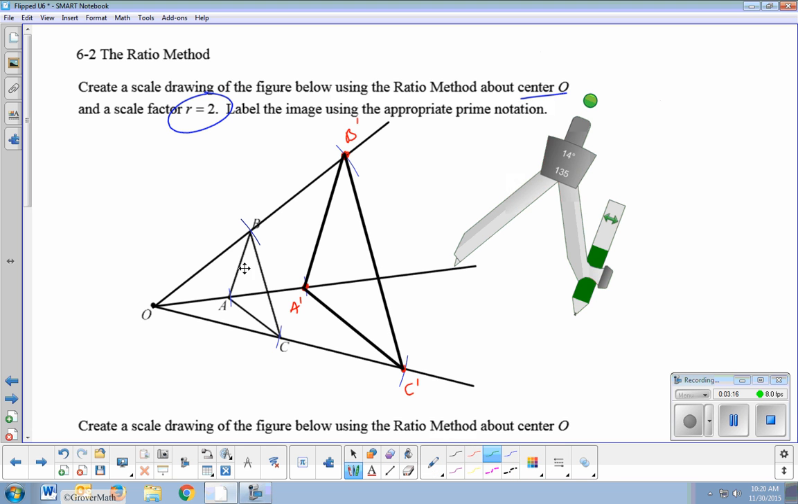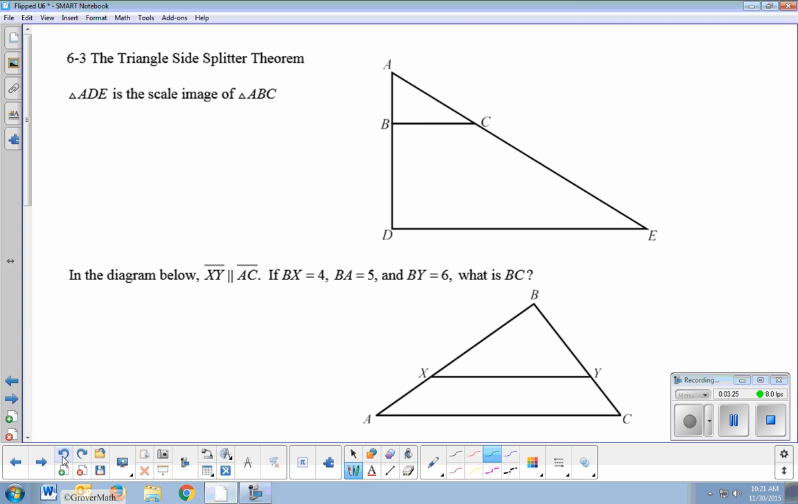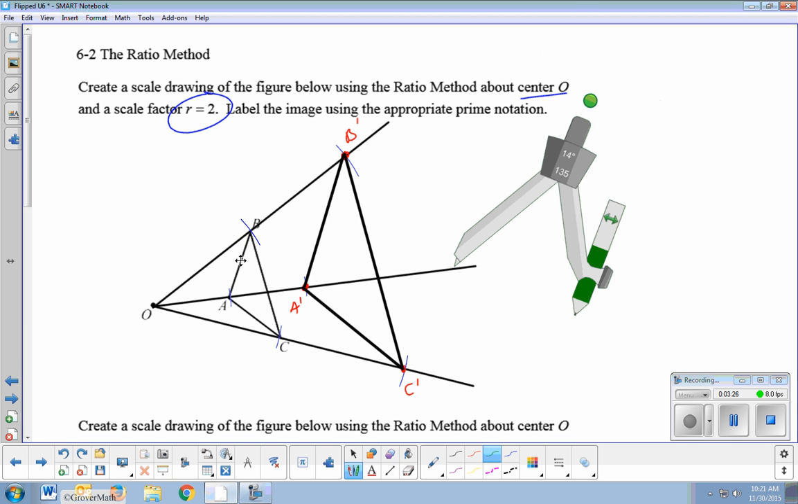And so now if I were to take my ruler, I could measure the length of AB and then A prime, B prime, and I see that it is twice the size. But again, the way that we did this was not by doubling the length of AB like we did in the previous, but by doubling the distance from the center we're using for the scale. And so that's how you do that.